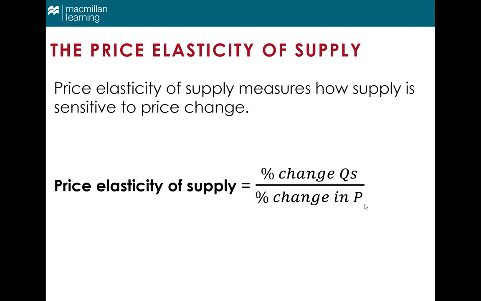Should it be positive? Should it be negative? As you guess, it is always positive because as the price is higher, as a seller, you will be happy to supply more of that good. So that's why the price and quantity supplied move in the same direction. So the price elasticity of supply is always positive.